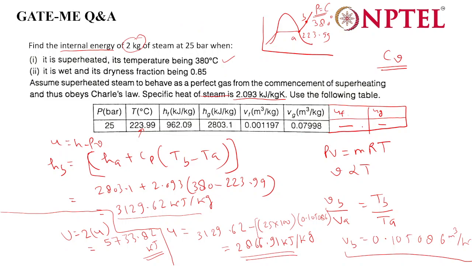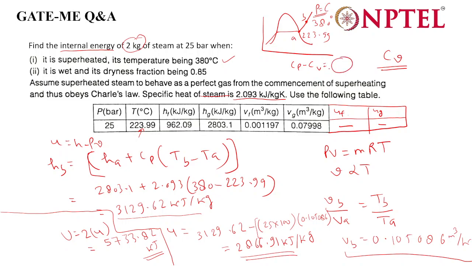But here constant pressure is not given, it is just given the specific heat of steam. For the steam you have CP. We can use the relation CP minus CV and find CV, and use that method here also. What will you write here?